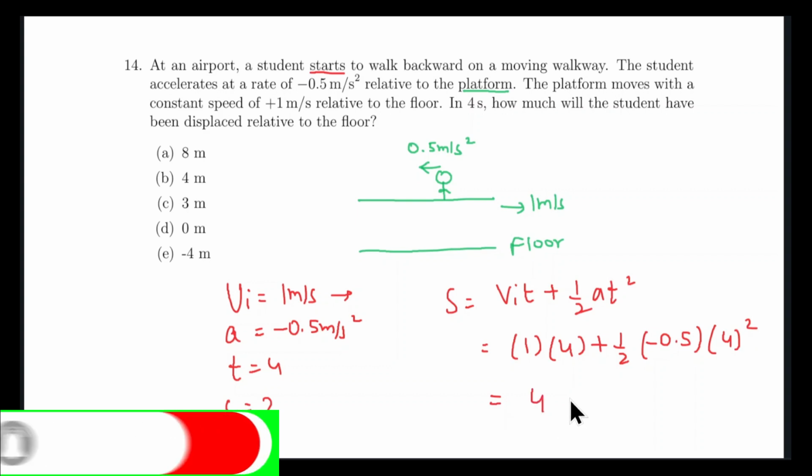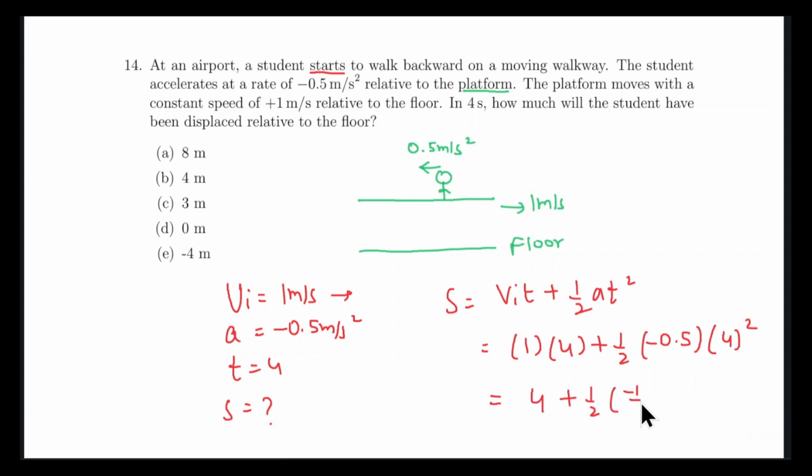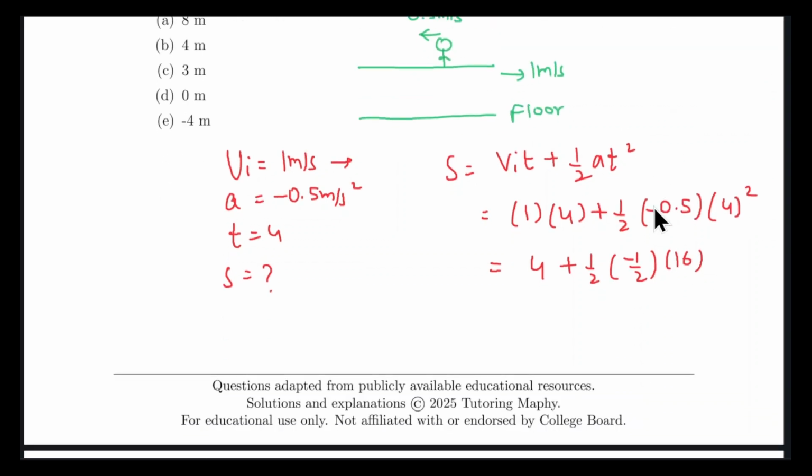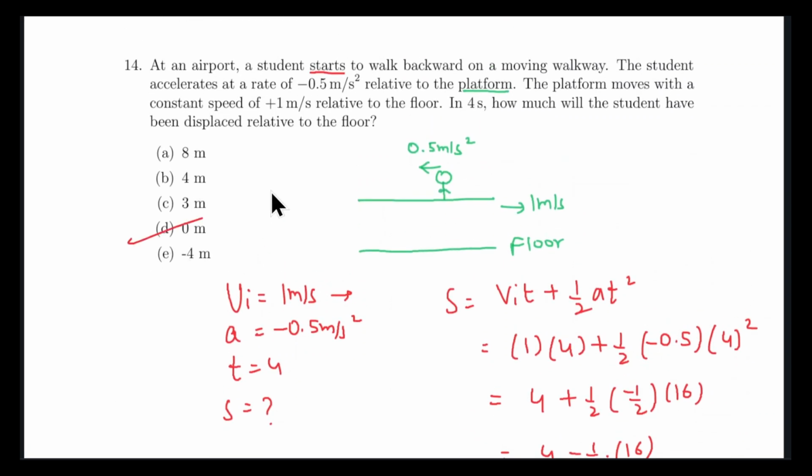This will be 4 plus 1 over 2 times minus 1 over 2 times 16. 1 over 2 and 1 over 2 will become negative 1 over 4 times 16. 16 over 4 is 4. 4 minus 4 is 0. So it looks like he's not effectively displacing anywhere with respect to the floor. So the answer is option D.